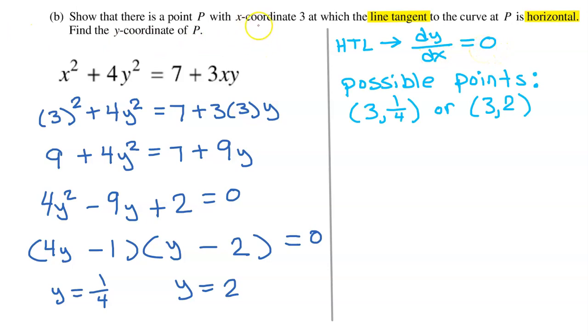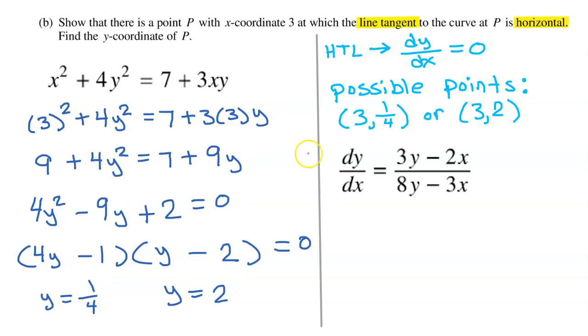And given an x-coordinate of 3 and the two y values we just found, we have narrowed it down to two possible points, (3, 1/4) or (3, 2). Let's start with (3, 2) just so we can avoid a fraction unless we have to. Here's the expression for dy/dx that we were given in the setup. Let's evaluate dy/dx at the point (3, 2) and see if it equals 0.